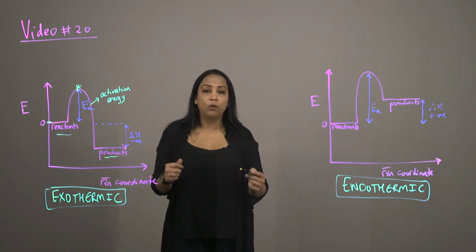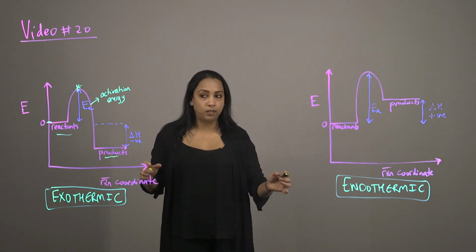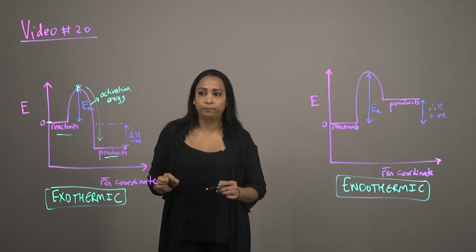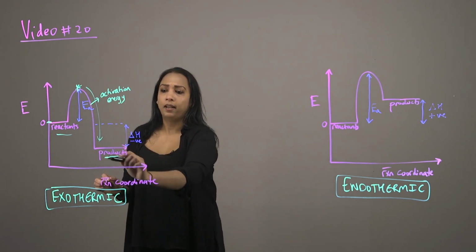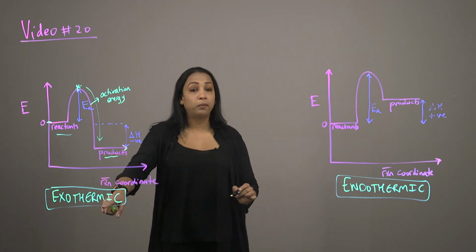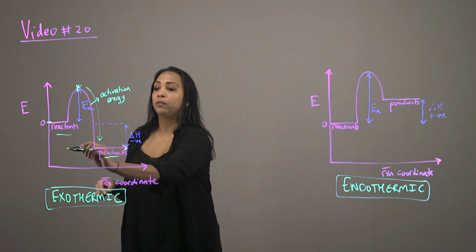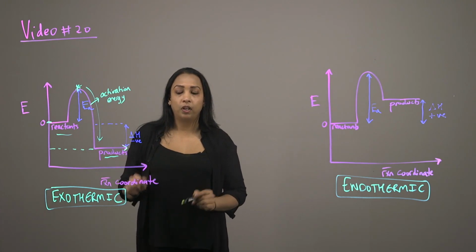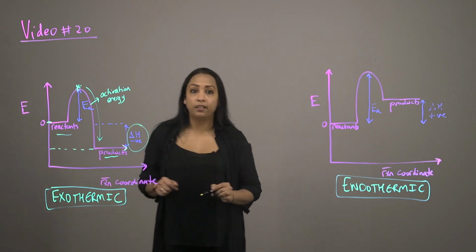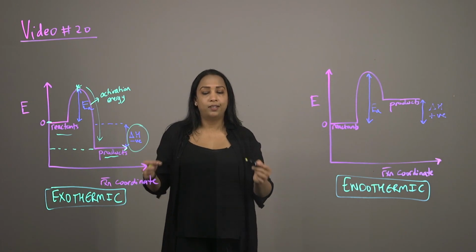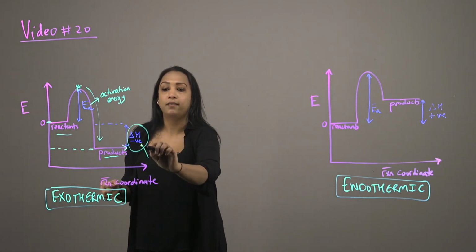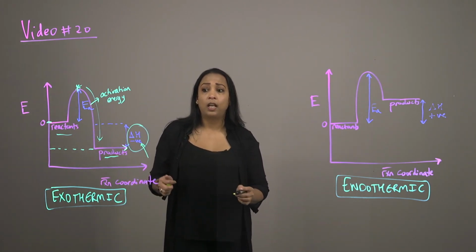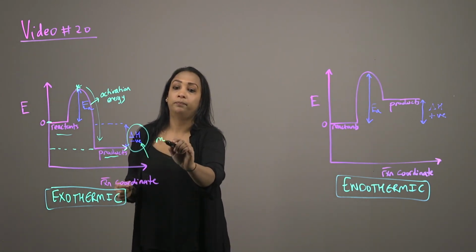Now, when bonds are formed, as we said before, energy is released. So this is why we see a sharp drop in our energy levels. The products in an exothermic reaction end up at a much lower energy level than the reactants were, so the change in heat, or the change in enthalpy, the delta H, is a negative value. The products have less energy than the reactants, and therefore they are more stable.